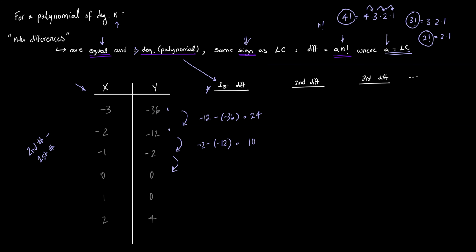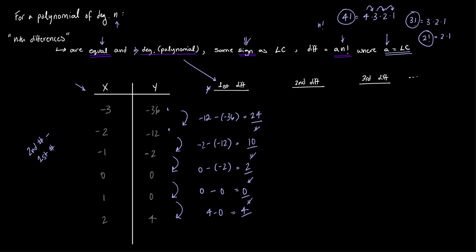The next jump that we're going to do, we're going to have 0 take away negative 2, and that's going to give us positive 2. On the next jump, we're going to have 0 minus 0, which is going to give us 0. And on the final jump here, we're going to have 4 minus 0, which is going to give us positive 4. So these values here are all of our first differences. And as we can see, just looking at these values, these are not all equal. So we need to keep going.